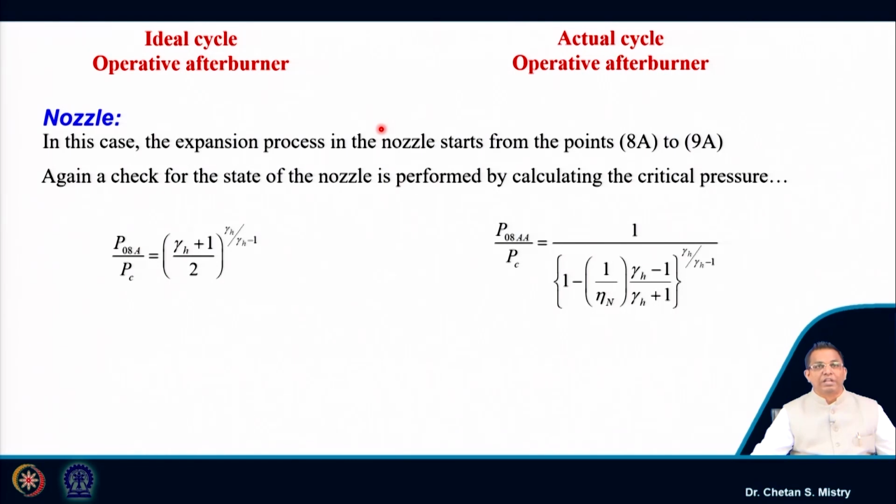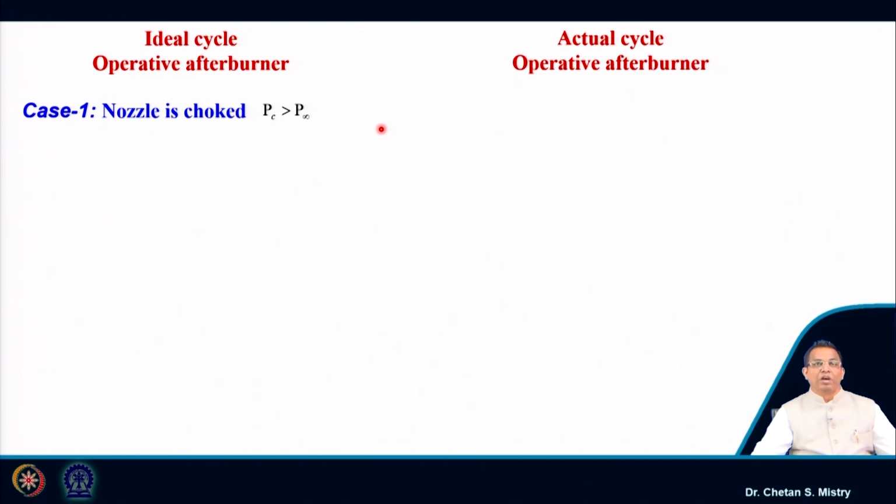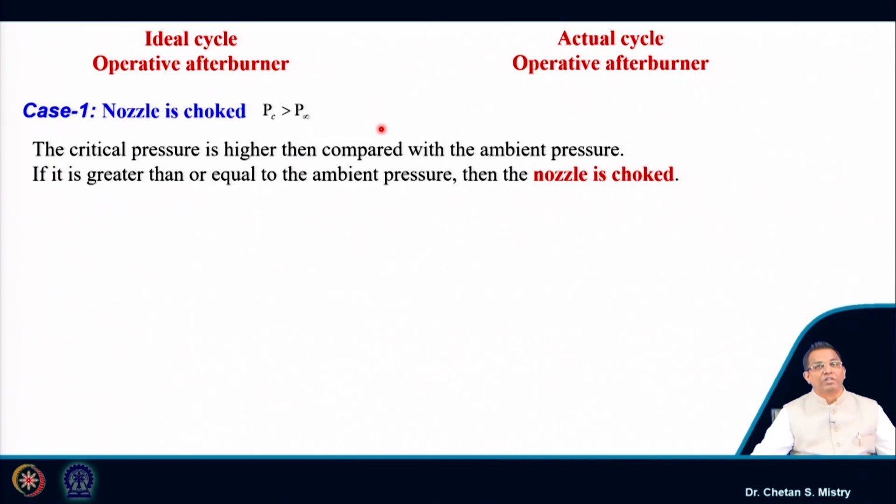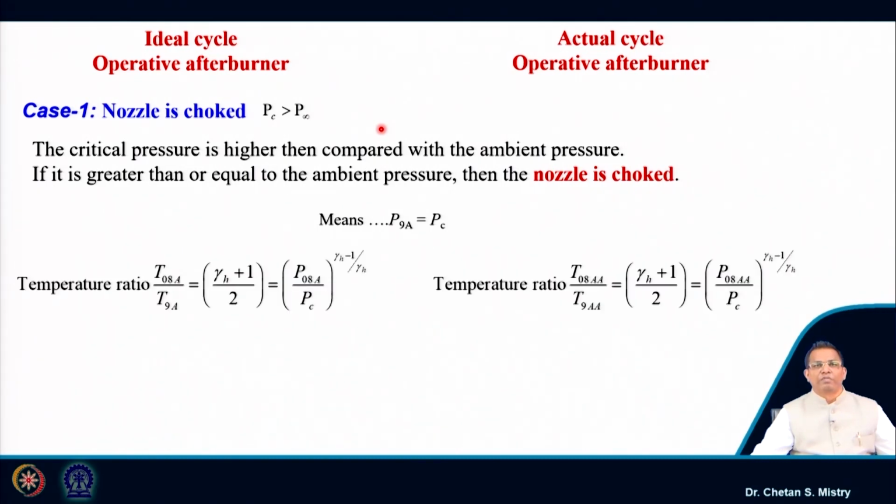So, now we will be calculating our critical pressure. When we do the critical pressure calculation, if my critical pressure is greater than my atmospheric pressure, we can say my nozzle is working under choke condition. When it is working under choke condition, my exit pressure will be equal to my critical pressure. This is common for almost all engines we will be discussing, so you need to be very careful about the meaning of the nozzle being in a choke condition or an unchoke condition.